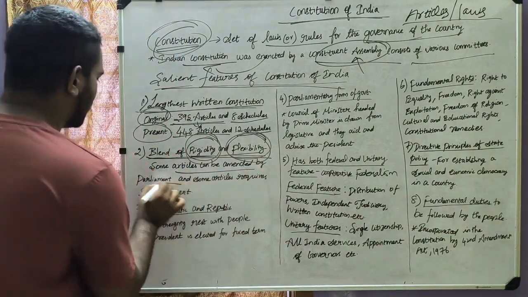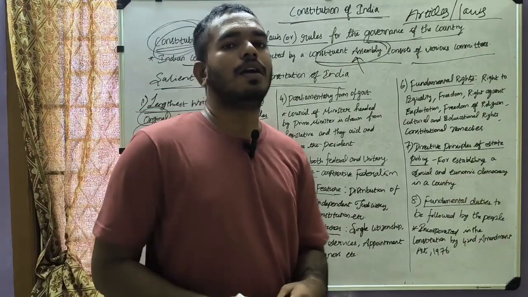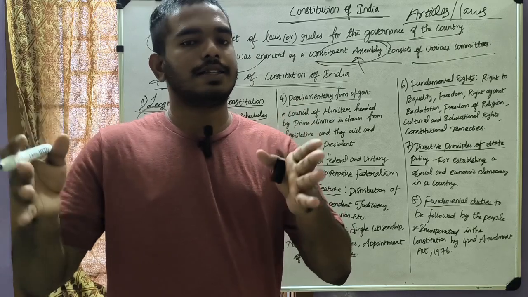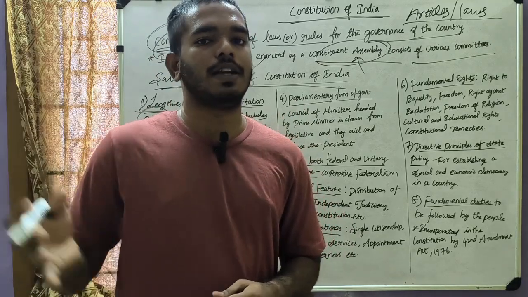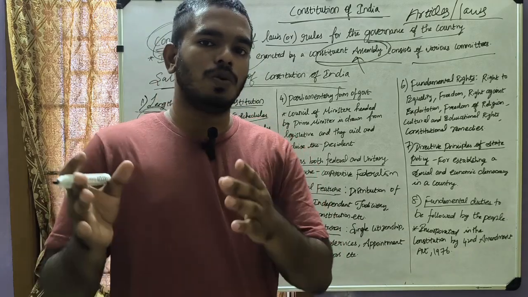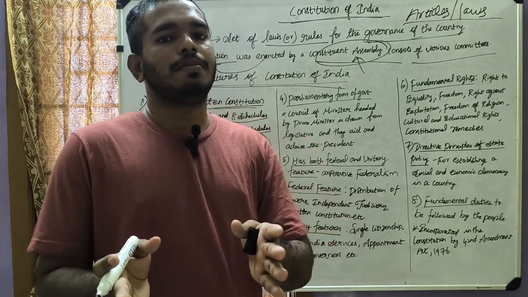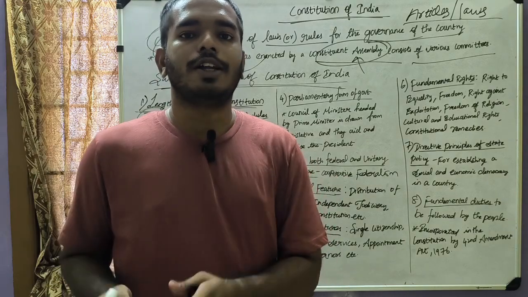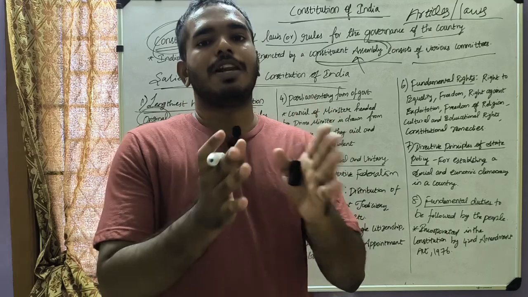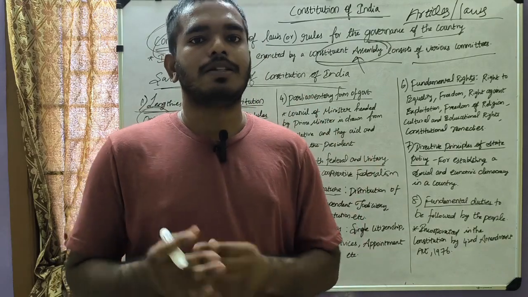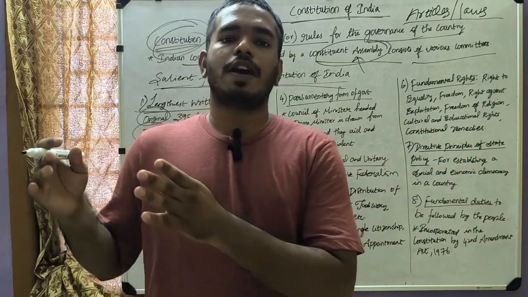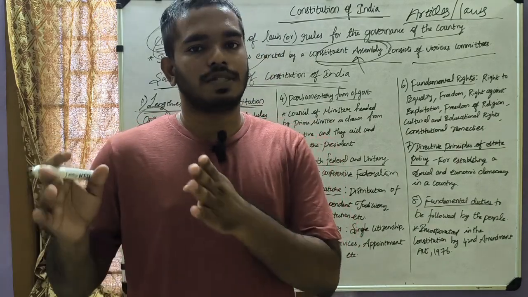Some articles can be amended by the parliament. Take for example, as already said, the Indian legislature consists of two levels. One is the union level or central government level, which is the parliament, and every state has a state legislature. Some subjects of the Indian Constitution, some articles, are framed by the parliament. Some laws are framed by the parliament. Some articles can be amended by the parliament. Some laws are framed by the state legislature.